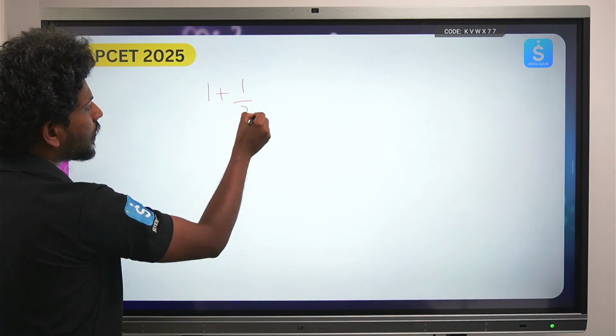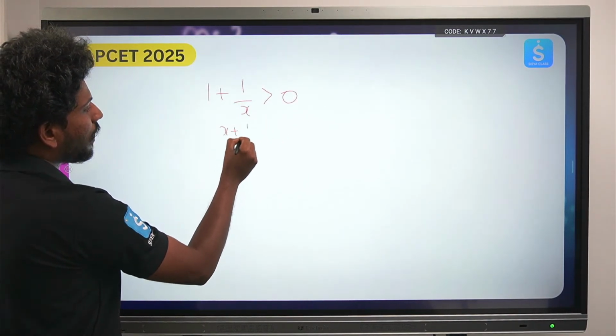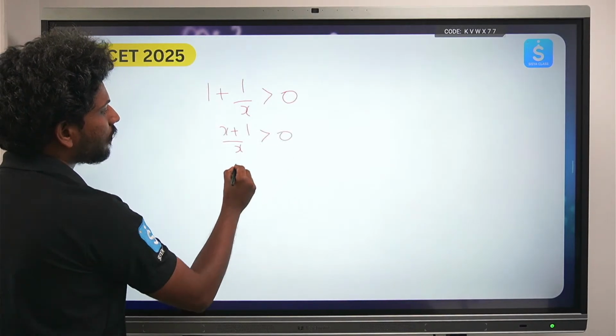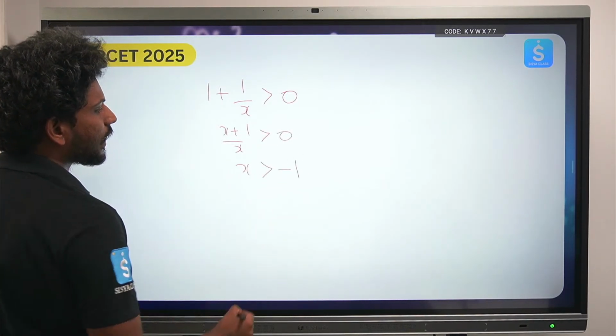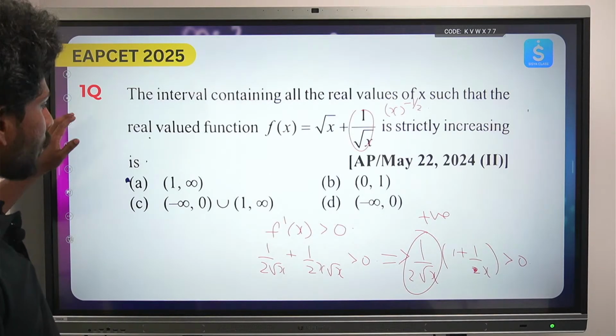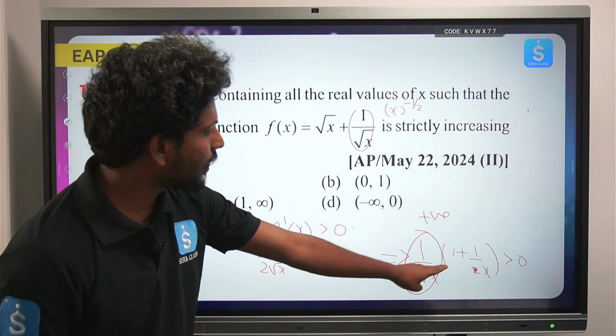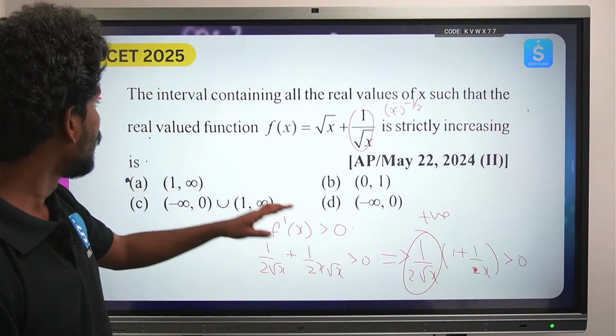Plus 1 by x is greater than 0. So from here I can write x plus 1 by x is greater than 0. From here I can say that x is greater than minus 1. Okay, x is greater than minus 1. So you can just treat here that 1 plus 2 root x plus this, so this will be equal to 0.